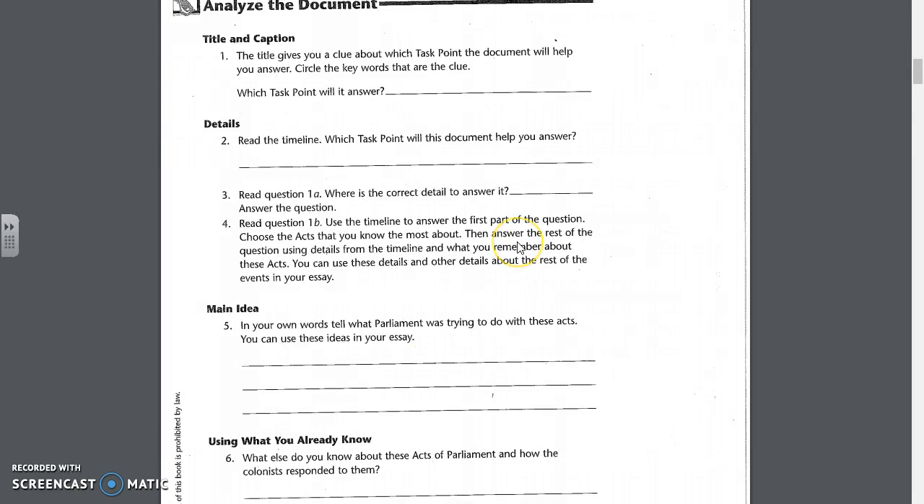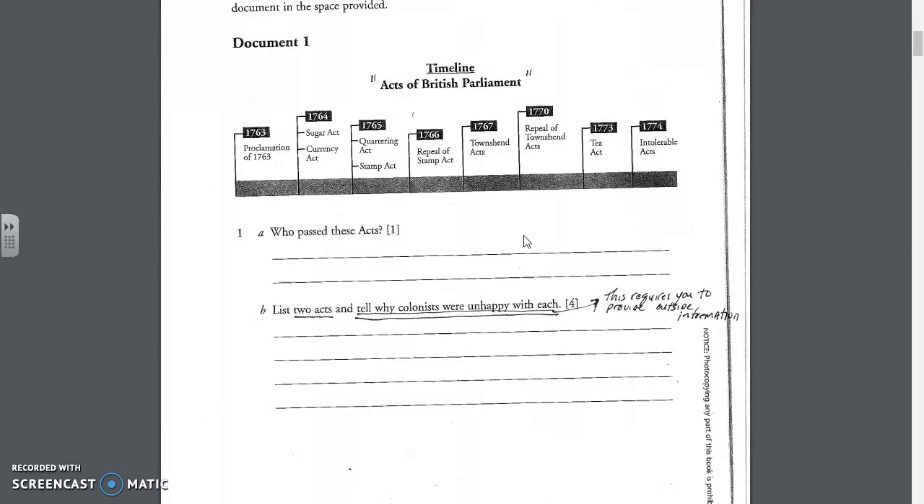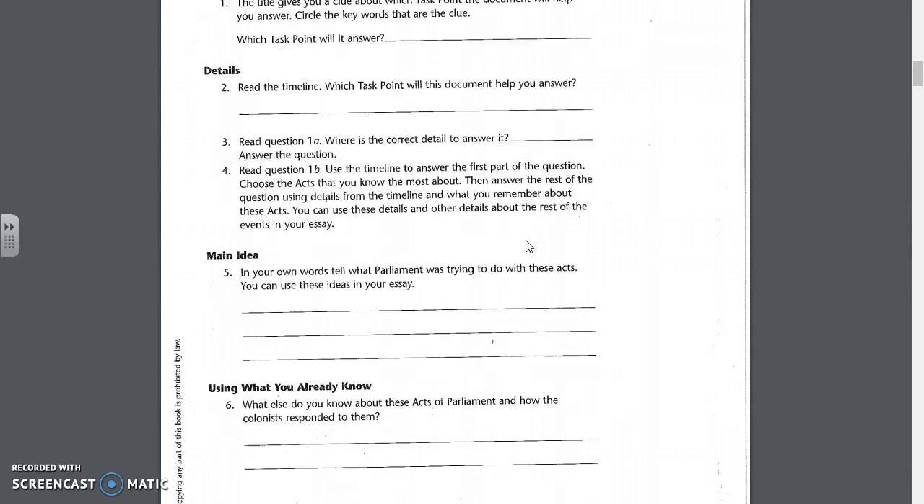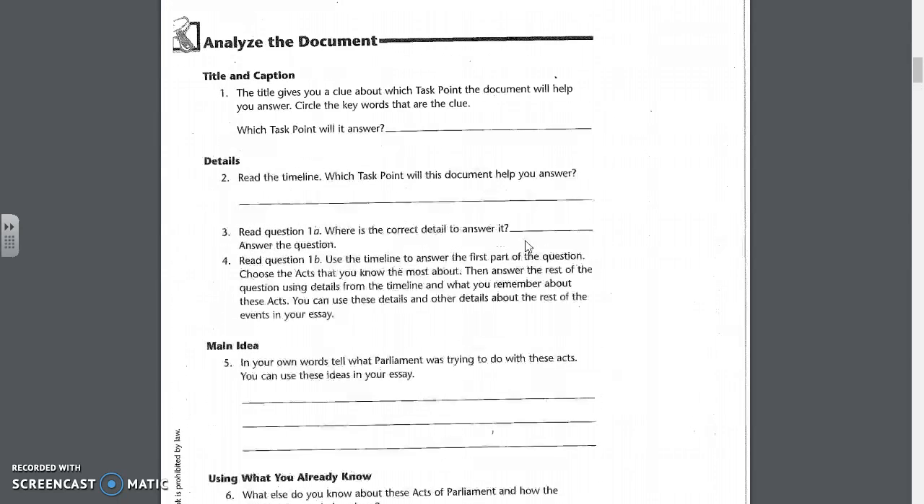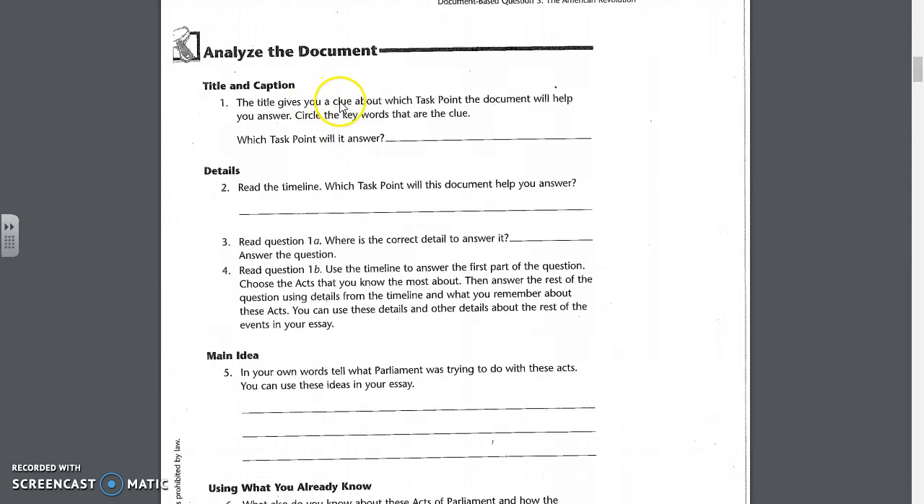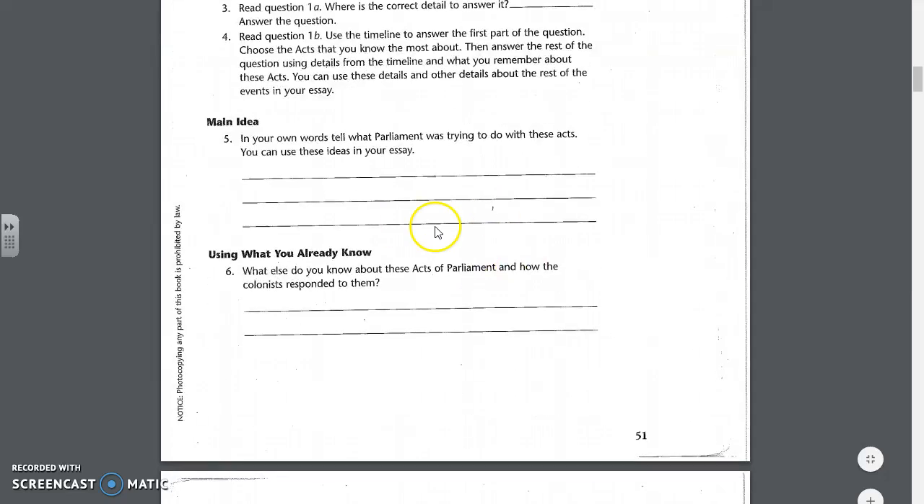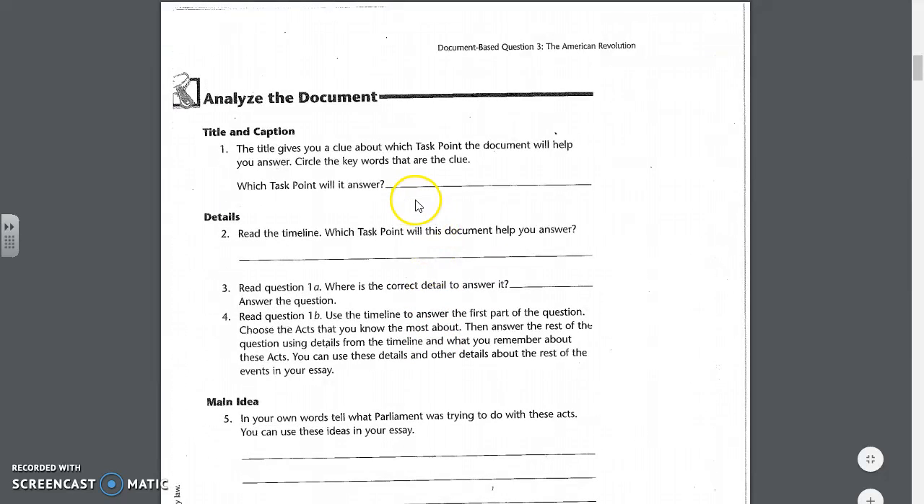So after you've answered questions 1A and 1B for document 1, I would like you to go to the next page, which is the 4th page in on your packet, and it is number 51. And I would like you to answer the questions that appear. Now these questions on this page relate to the previous document that you just examined on the timeline. I would like you to complete page 51 over the Thanksgiving break for Monday's class on the 28th when we return.